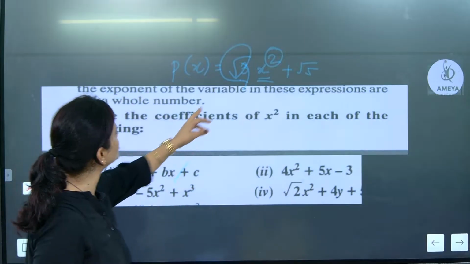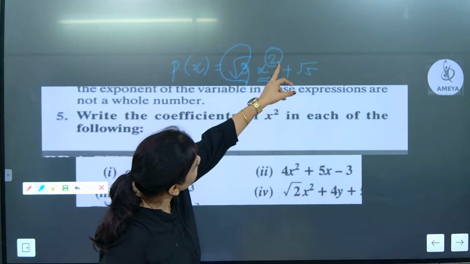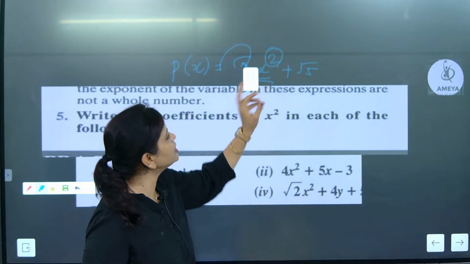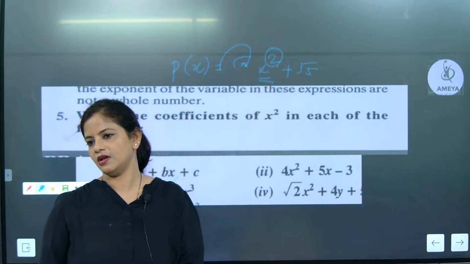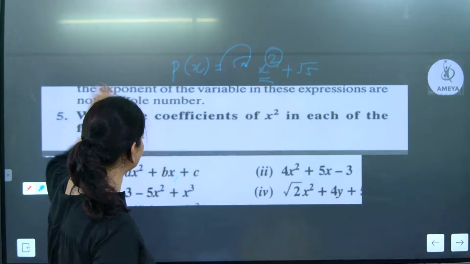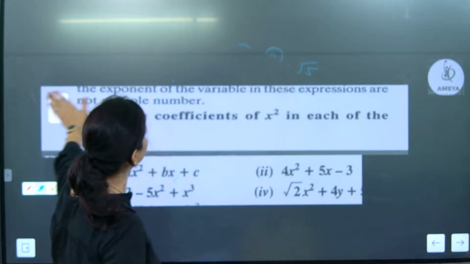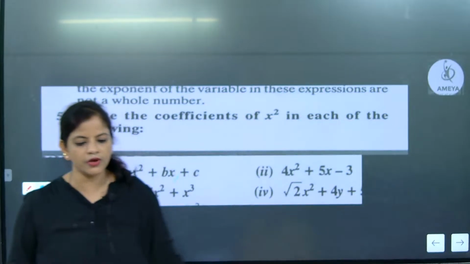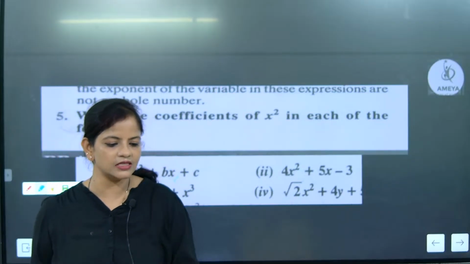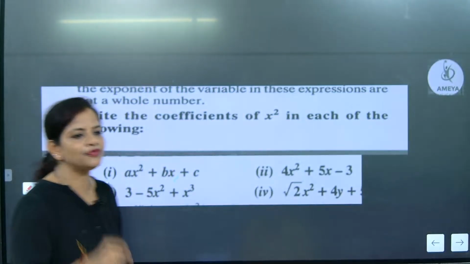I hope you have understood. Variable to the power 2, but coefficient is root 3, is a polynomial. Are you understanding? You should not be confused about it. Don't get confused. Just be relaxed and answer the questions. Did you understand what you have to do here?